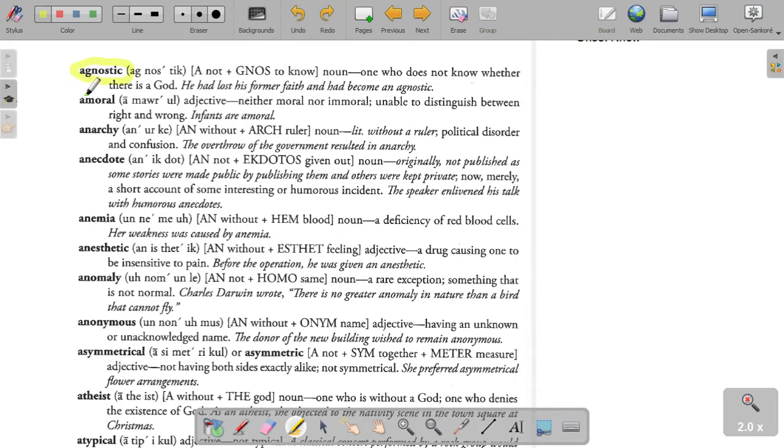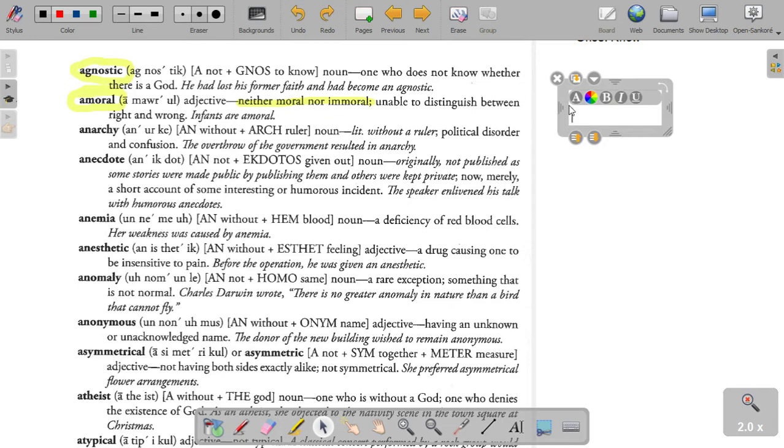Someone who's amoral, as you can probably imagine, is not moral. In general, this actually means that they are neither moral nor immoral, unable to distinguish between right and wrong. Infants are amoral. So, I'll give you a little legal lesson here, I guess.